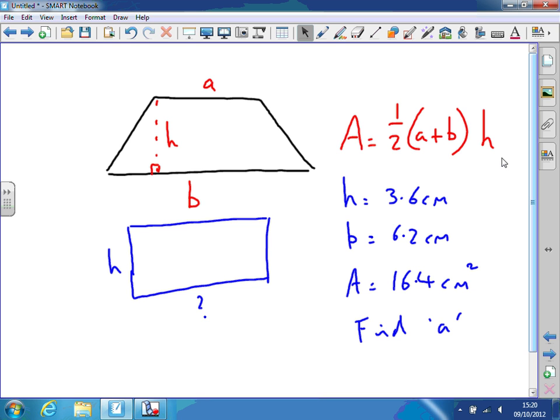These two sides, A and B, which by the way are parallel to each other, so we should really put little arrows on them. That's what makes it a trapezium. These two sides are parallel. What could we do to find the length of this question mark side here in blue, knowing A and B?